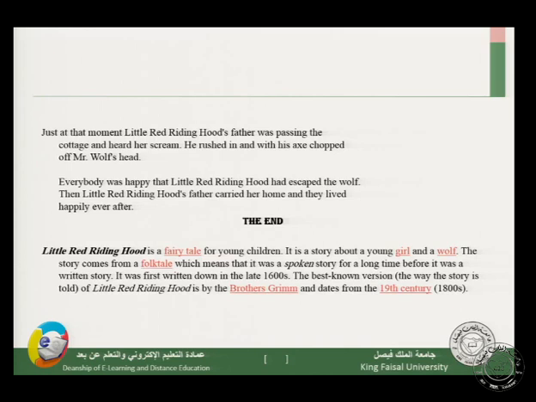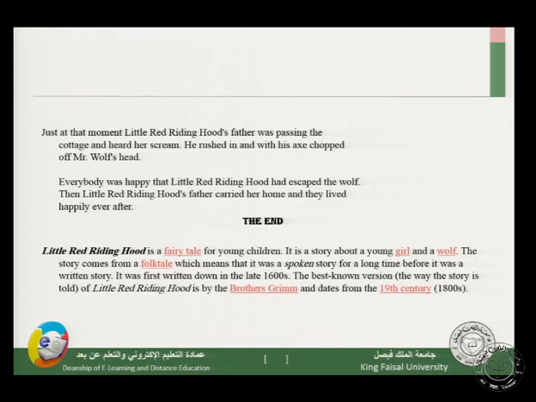Okay, this is important, it was first written down in the late 1600s. The best known version, because it came up in different versions, the way the story is told of Little Red Riding Hood is by the Brothers Grimm. The name Brothers Grimm is very important and dates from the 19th century, the 1800s and on. Who are the Grimm brothers?